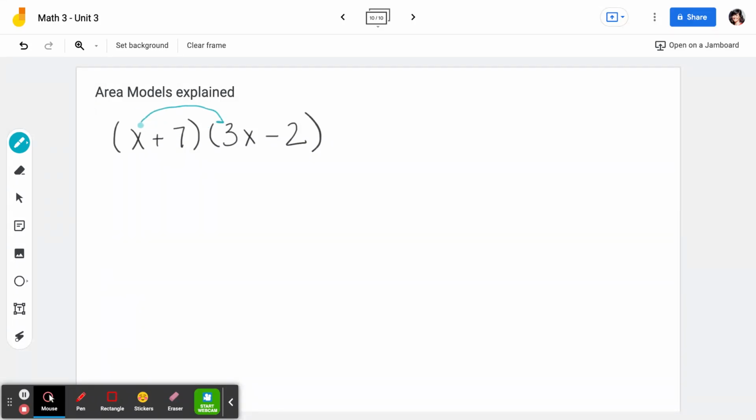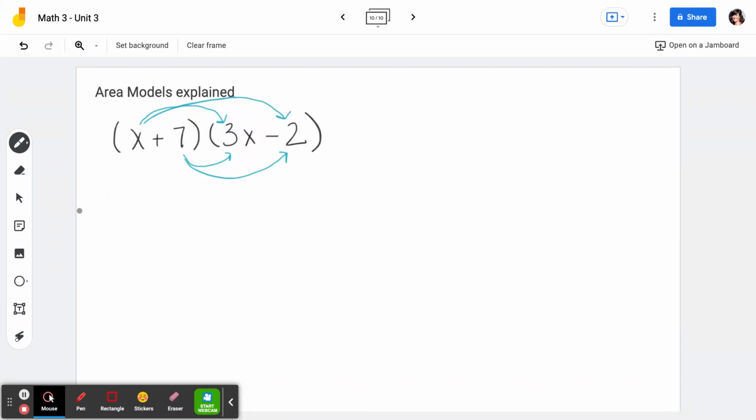So x needs to be multiplied by 3x, x needs to be multiplied by negative 2, 7 needs to be multiplied by 3x, and 7 needs to be multiplied by negative 2. Especially when there are more terms, this can start to get cumbersome and confusing, keeping everything in order. Let's just do it now, and then I'll show you why the area model might be more helpful.